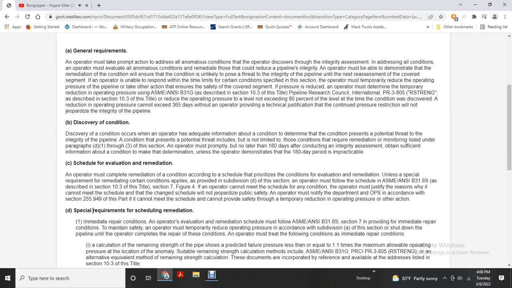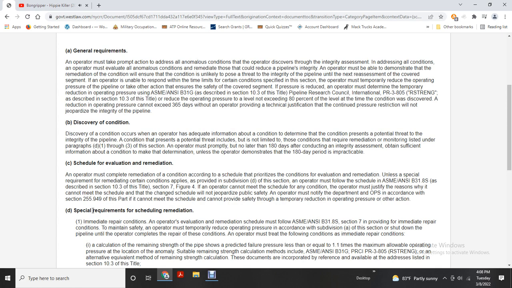Discovery of the condition: the operator must have adequate information to determine whether the condition presents a potential threat to the integrity of the pipeline. The potential threat includes but is not limited to the conditions requiring remedial monitoring listed under paragraphs A1 through D3 of this section. The operator must do so no later than 180 days after conducting the integrity assessment, unless the operator demonstrates that the 180-day period is impracticable because it lacks sufficient information to make the determination.